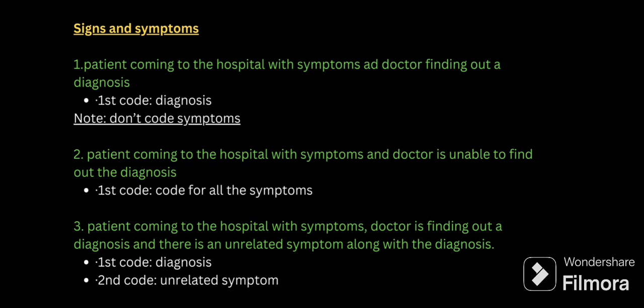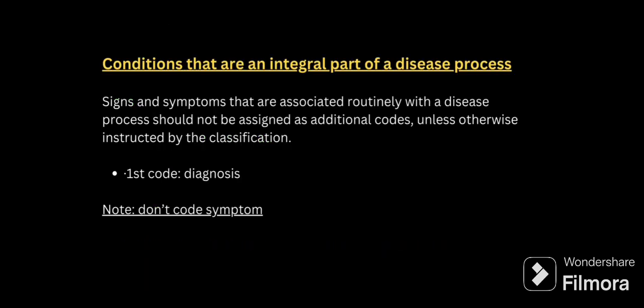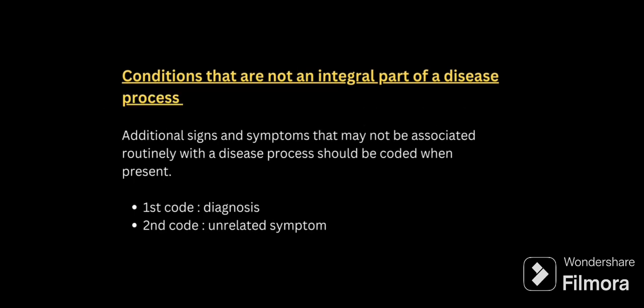For signs and symptoms, we have three types of guidelines. First, the patient comes with a symptom and the doctor finds a diagnosis: code only for the diagnosis. Second, the patient comes with a symptom and the doctor is unable to find a diagnosis: code for the symptoms. Third, the patient comes with symptoms, the doctor finds a diagnosis and there is an unrelated symptom: code for the diagnosis as well as the unrelated symptom. Next, conditions that are an integral part of the disease process means included items. So an integral part should not be coded separately, code only for the diagnosis. Conditions that are not an integral part of the disease condition means unrelated symptoms. So code for the diagnosis as well as the unrelated symptoms secondly.